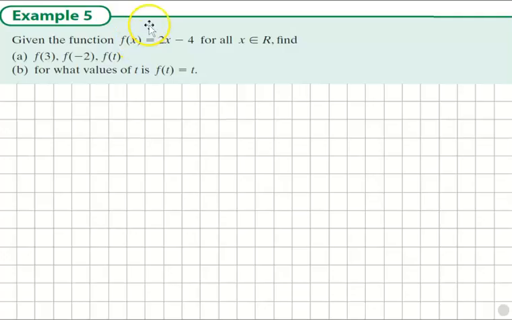Given the function f of x equals 2x minus 4 for all x values elements of the real number set, find a, f of 3, f of minus 2, and f of t, and then b, for what values of t is f of t equal to t.